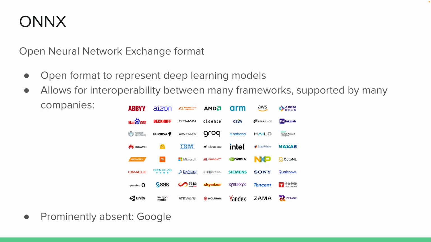Another quite interesting initiative is ONNX, the Open Neural Network Exchange format. It's an open format specification that defines how to represent deep learning models. And the idea is that if you have such an open format, it allows to make deep learning trained models interoperable between many frameworks. There is a consortium of quite a lot of companies that are supporting this initiative. And the idea is that you can then switch from one framework to another and run your trained model on another kind of execution engine.